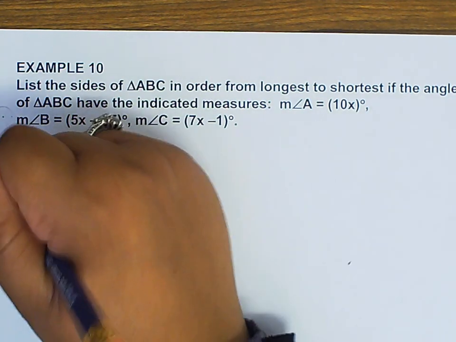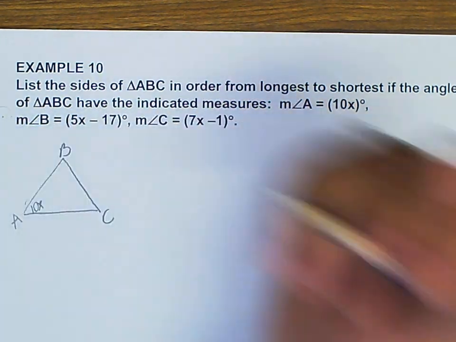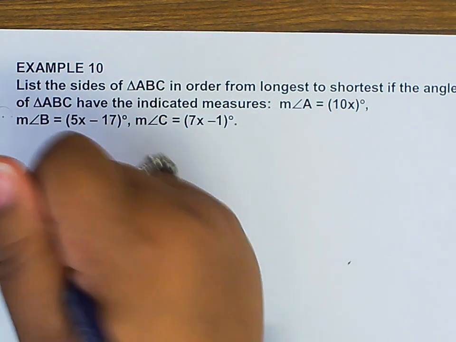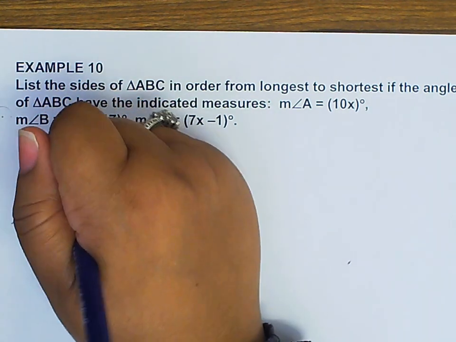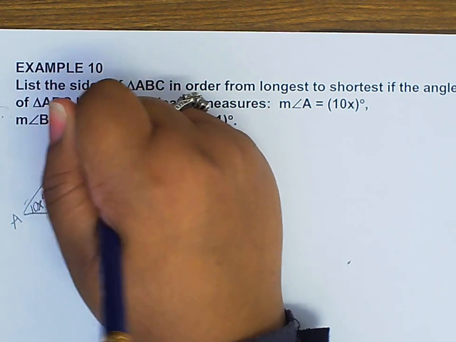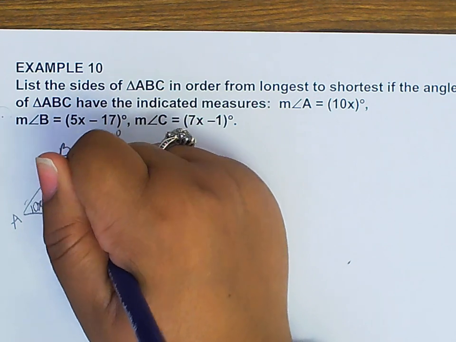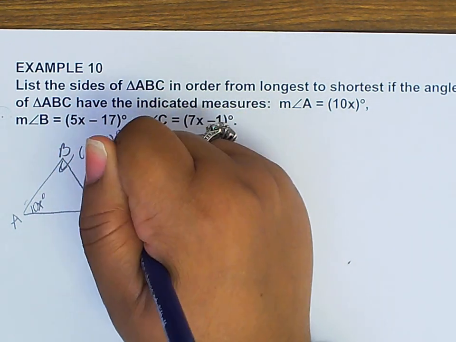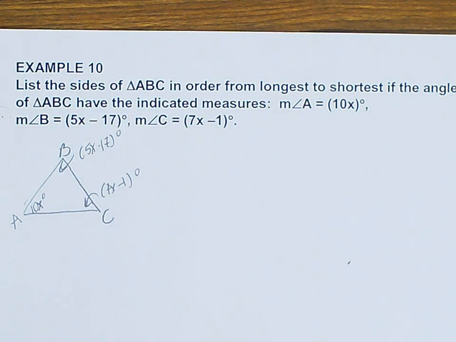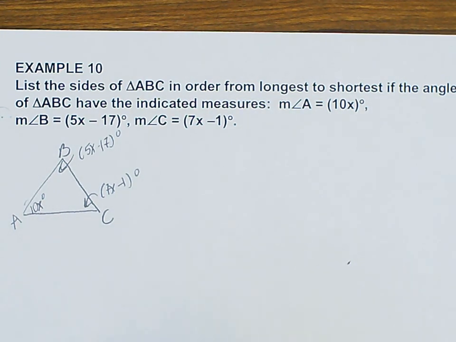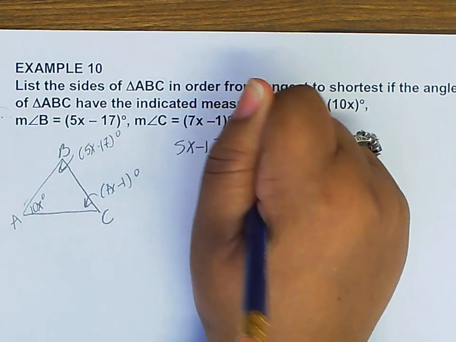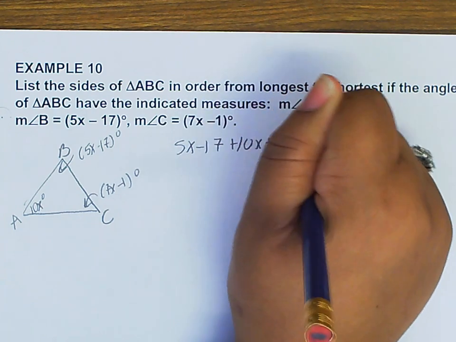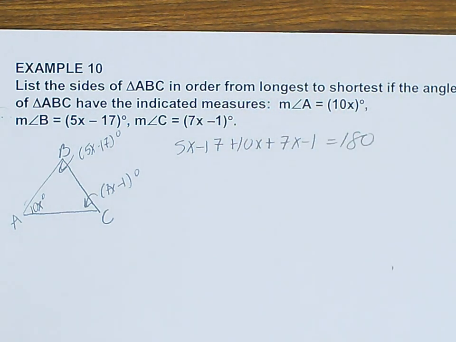Okay, so A is 10x. All right, these are all degrees. I don't think I have room to put the little degree symbols. All right, B is, I'm going to draw an arrow here, 5x minus 17. And C is 7x minus 1, okay? So we know that a triangle adds up to 180. So I'm going to just take all of these, add them together, equals 180. Okay, because everyone knows that.